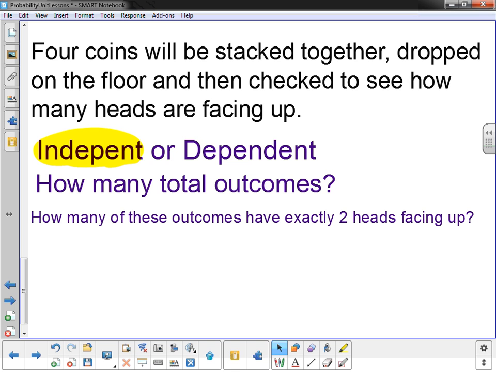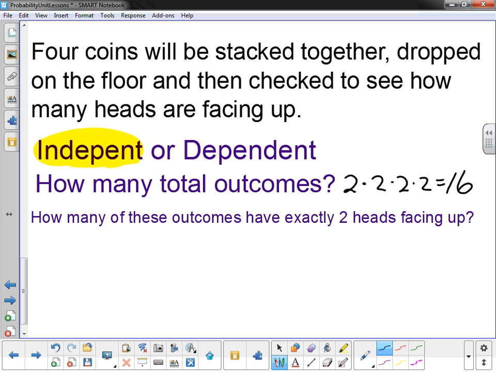Now, how many total outcomes are possible? Well, I've got 4 coins. So if I think about 4 different outcomes, each outcome has how many ways that it can happen? Well, the first one has, let me switch this back to a pen. There we go. The first one has 2 outcomes. The second one has 2 outcomes. The third one has 2 outcomes. And the fourth one has 2 outcomes. So we have a total of 16 possible outcomes.